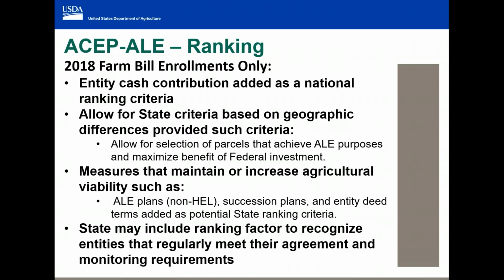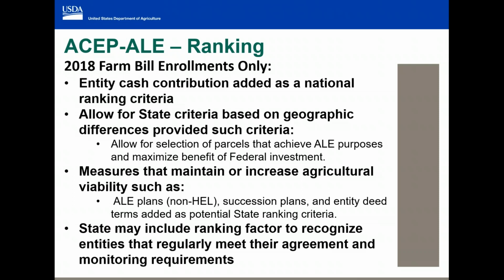So a few new things for the 2018 Farm Bill in terms of changes to those ranking criteria. As Matthew talked about, the consideration of entity cash contributions has been added as a national ranking criteria. So as a national ranking criteria, that is one that must appear in all of the rankings. And again, the states can then attribute the respective weight of that particular criteria within their state ranking worksheets.